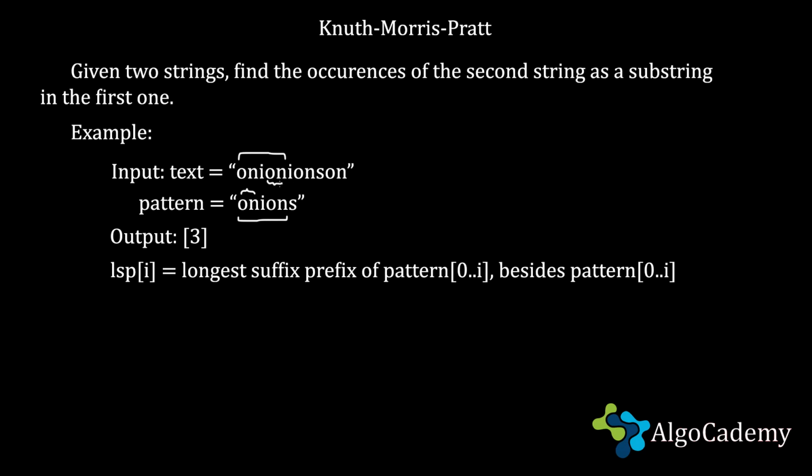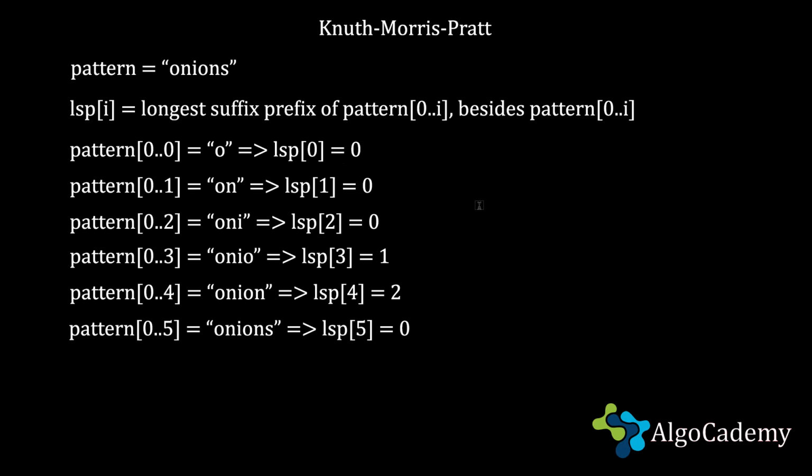Let's take this example onions and see what I mean by that. I will take each and every prefix of the pattern string and compute the length of the longest suffix of that prefix, which is also a prefix of that prefix, right? So, for example, when I want to compute LSP of 0, I need to take a look at pattern[0..0], so the substring containing only the first character. This is O. As you can see, LSP of 0 equals 0.